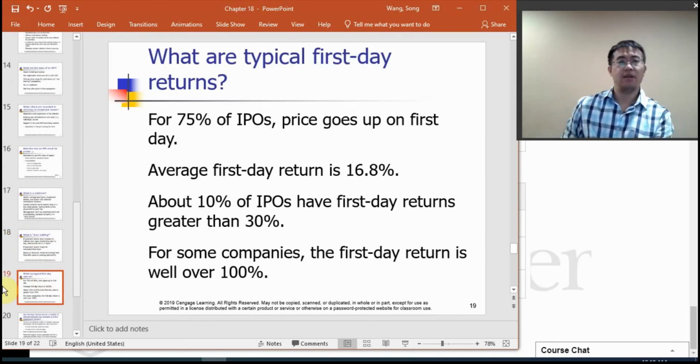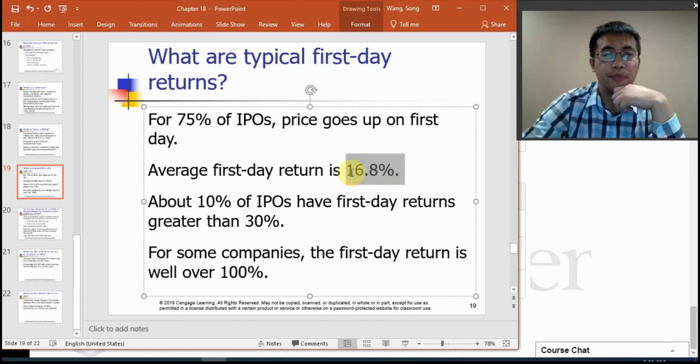Okay, here's something interesting. When a firm goes IPO, most likely the price will go up. Actually, over the past 40 years or so, 75% of the IPOs have the first day price go up. Okay, their first day return is positive, and on average, that first day return is 16.8%, and that's huge. All right, so you definitely want to be the very first buyer of an IPO because you can earn nearly 17% return in one single day.